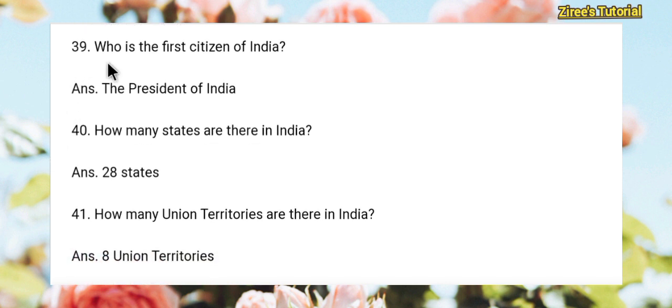Who is the first citizen of India? The first citizen of India is the President of India. How many states are there in India? Total 28 states are there. How many union territories are there in India? 8 union territories.